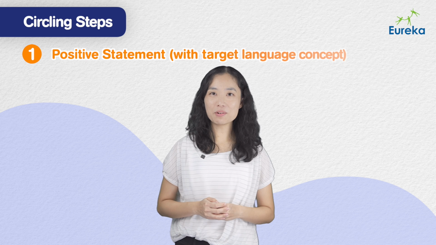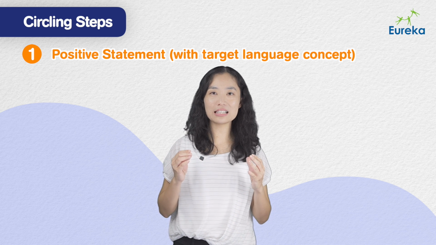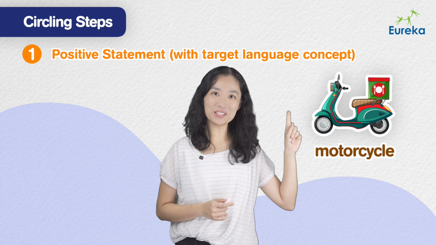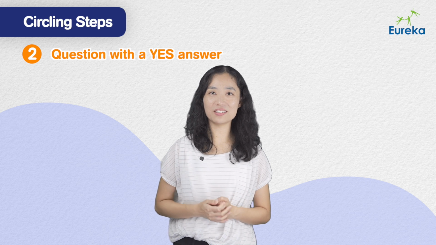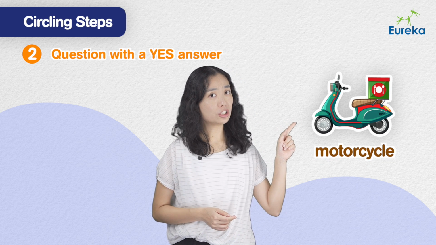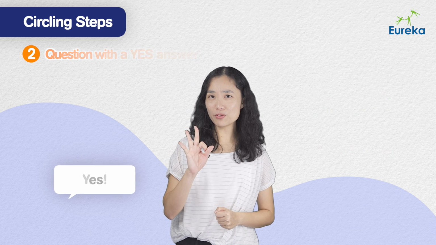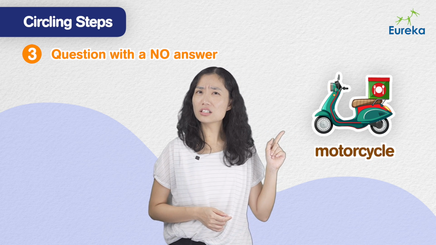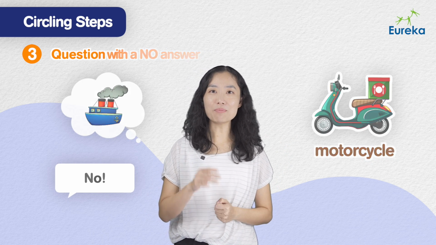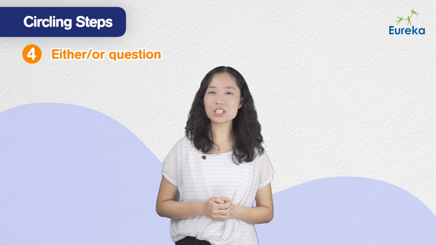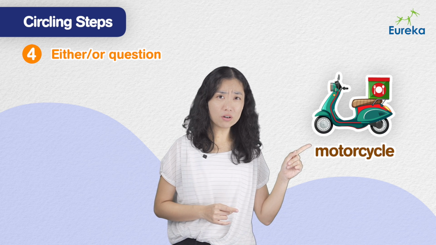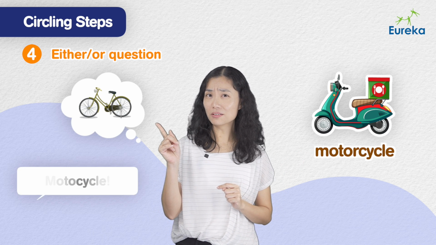Step number 1, give a positive statement that contains your target language concept. So for example, this is a motorcycle. Step number 2, ask a question where the answer is yes, like, is this a motorcycle? Step number 3, ask a question with a negative answer. Is this a boat? Step number 4, ask a question that contains either or. Is this a motorcycle or a bicycle?